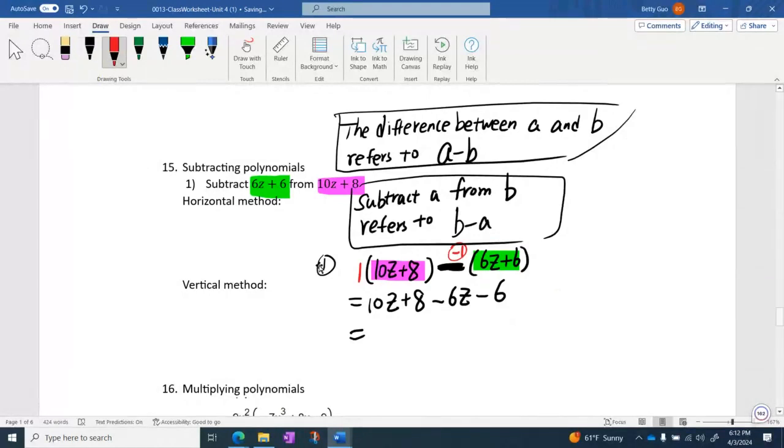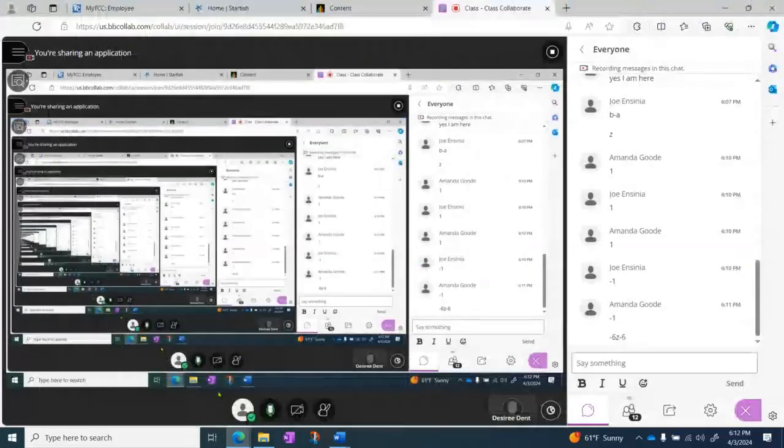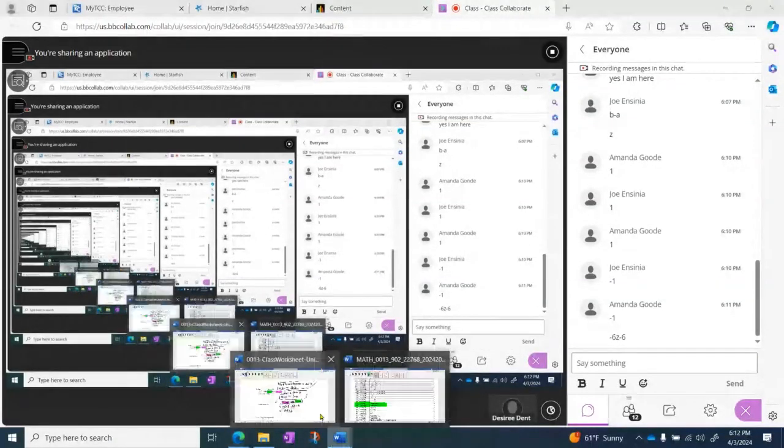Do we have like terms? Very obvious, 10z and -6z are like terms. 8 and -6 are like terms. So we can combine them. 10z minus 6z is 4z. 8 minus 6 is 2. So the answer is 4z plus 2. Right? Very good. Thank you, Amanda.